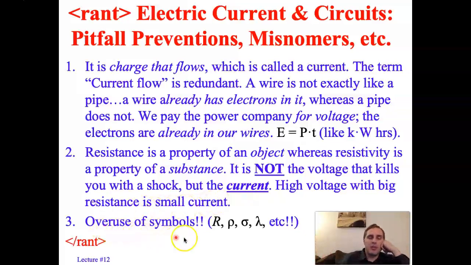And one thing I want to briefly also say is be careful with the overuse of symbols. This is resistance, not radius. This is resistivity, not density. This is conductivity with a subscript C, not surface charge density. And this is not wavelength. We do use that symbol as well. And so just be careful with these symbols, okay? And hashtag rant. Okay, so I think that's all I want to say for this lecture.